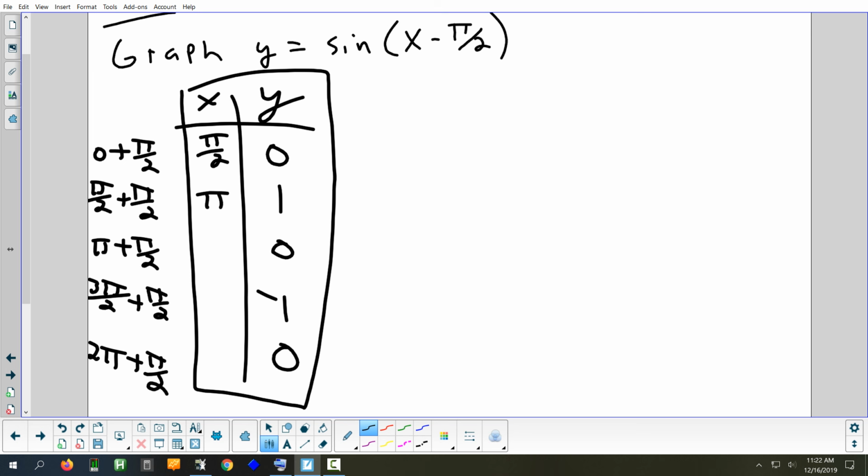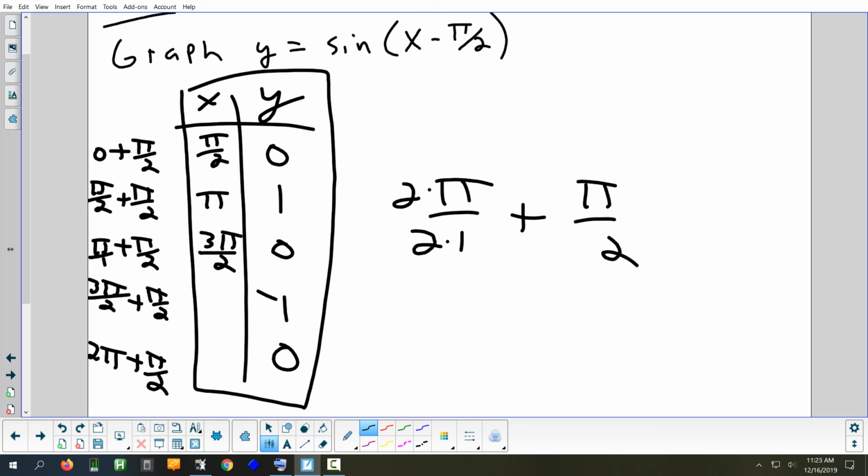Now the third one. 3 pi over 2. It's going to be 3 pi over 2, because you need a common denominator. I'll do this one off to the side, so if you're wondering how Zach got 3 pi over 2, all you have to do is double the top, double the bottom. 2 pi over 2 plus 1 pi over 2 is 3 pi over 2. How about the next one? 3 pi over 2 plus pi over 2. Good. 2 pi. Yep. 3 pi over 2 plus 1 pi over 2 is 4 pi over 2.